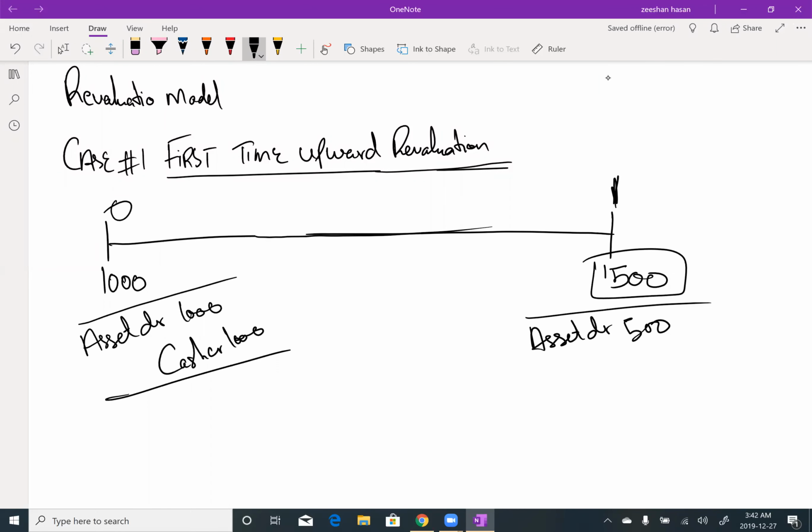So now we will debit the asset by 500 to increase it, and we will recognize the gain in an equity reserve known as revaluation surplus. And when equity is increased, it will be credited. So it will be credited by 500. I hope you get it.